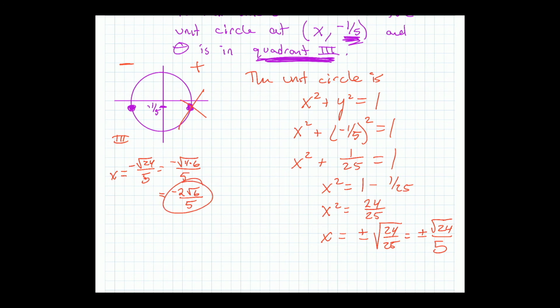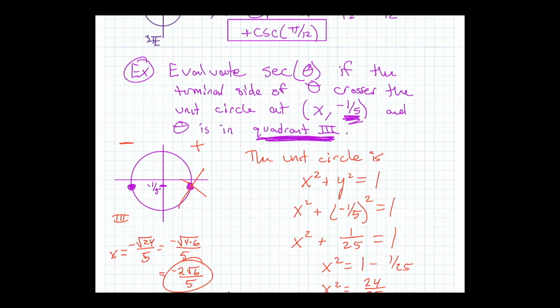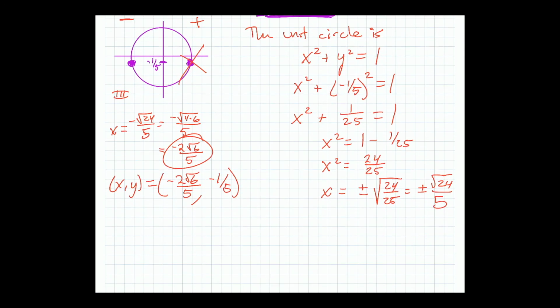Okay. Now what does that tell you? Well, it tells you the coordinates of the point, right? So the x and the y values are, x is -2 square root 6 over 5, and the y value is what they told us, -1/5. Okay, that's not the answer to the question. What was the question? Right? The question was to evaluate the secant theta. So what's secant theta?